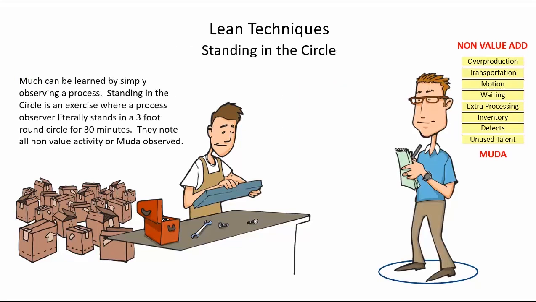Much can be learned by simply observing a process. Standing in a circle is an exercise where the process observer literally stands in a 3-foot round circle for 30 minutes. They note all the non-value-added activity or mood observed. Once it has been observed, action can then be taken to eliminate it.